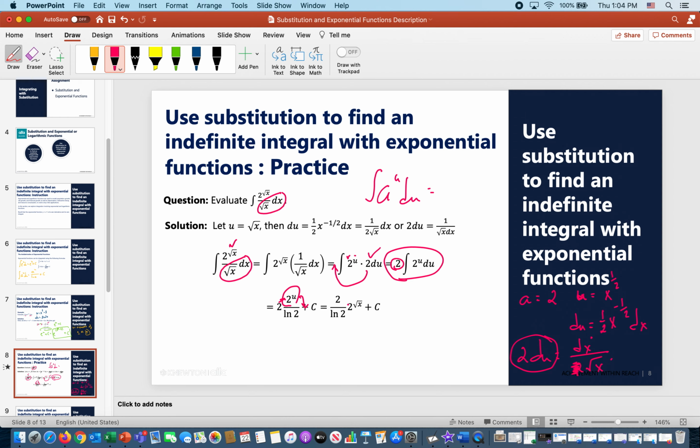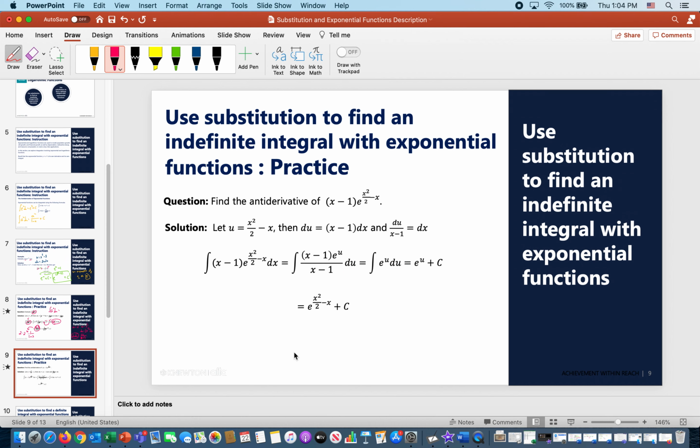So 2 over ln 2 times 2 to the square root of x. Really what's going on here is, excuse me, I put that u in the wrong place. So I have 2 times 2 to the u times 1 over ln 2, right? That's another way of expressing this right here, and it makes it a little more obvious as to why we would put the 2 over ln 2, because we're going to have the constants together with that 2 to the square root of x.